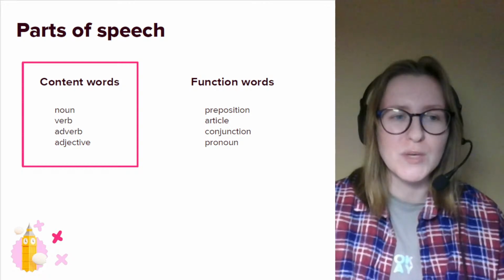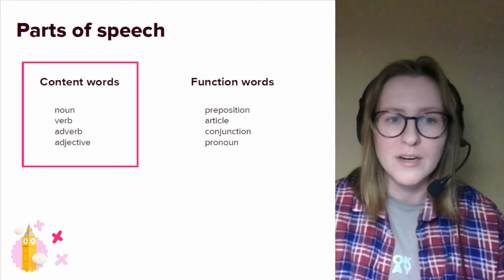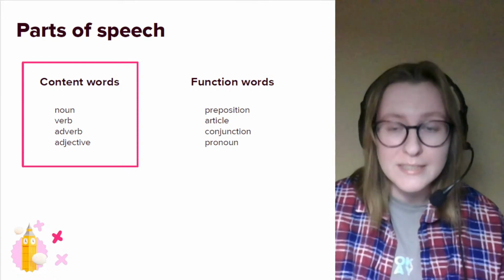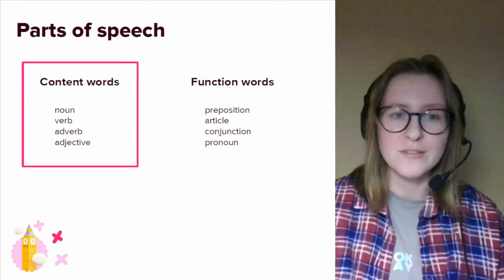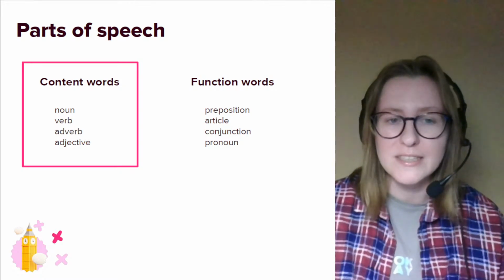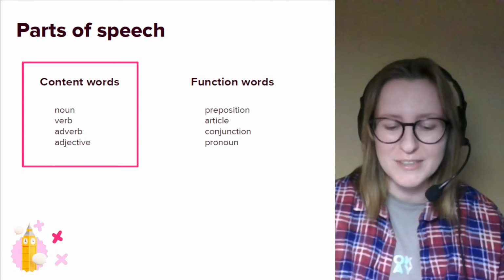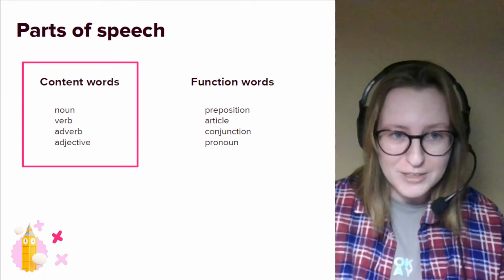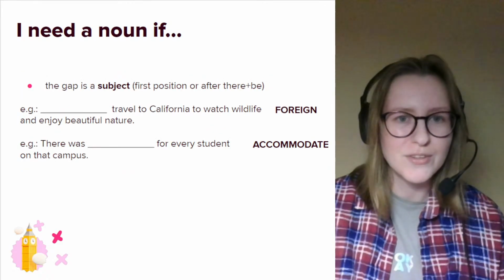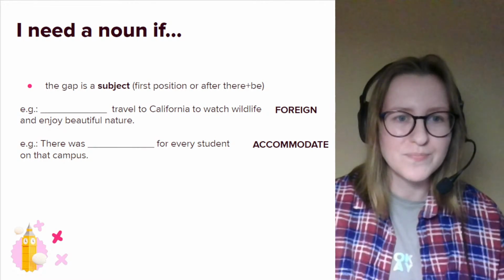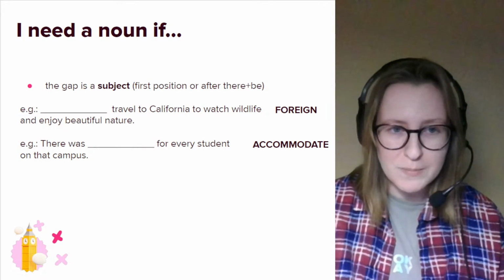Okay, so guys, what are we going to do today? First, I'd like us to have a look at all the positions that each of our parts of speech can take in a sentence so that we can base our decision on facts and rules of the English language, not our intuition or whatever else students usually base their decisions on. Okay, so the first thing, a noun. Let's start with those. If our gap is a subject, of course, we need a noun, right?